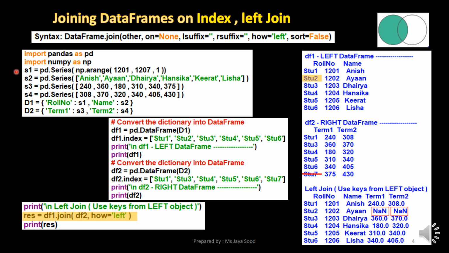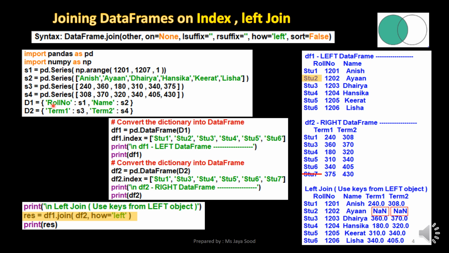Let us take an example. S1 is a series which is created from an ndarray by invoking the NumPy arange method with the parameters 1201, 1207 and 1. It will hold values from 1201 to 1206. S2 is a series which is created from a list of names. S3 is a series which is created from a list of marks. S4 is a series which is created from another list of marks.